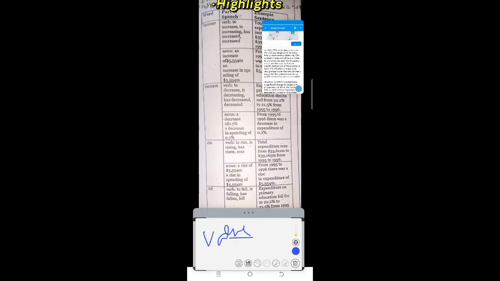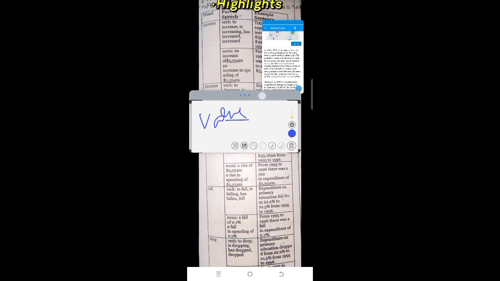Now in case of any rise, you can simply write the total expenditure rose from this value to this value from this year to this year. So the basic idea that you need to understand here is you cannot leave it unaddressed. You have to systematically write down the information with the exact year, exact percentage.